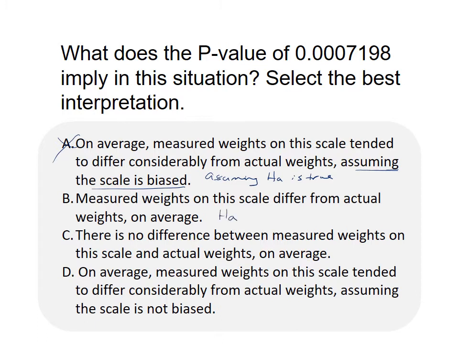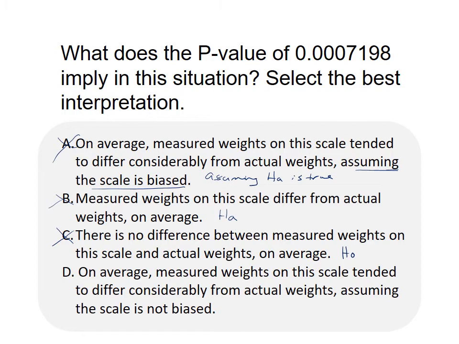So does that p-value mean HA is true? No, it's not set up to tell us that. It's only set up to tell us how much evidence we have against H0. C, there's no difference between the measured weights on the scale and the actual weights on average. That's just rephrasing what H0 is. Again, the test is not set up to tell us if that's true or not.